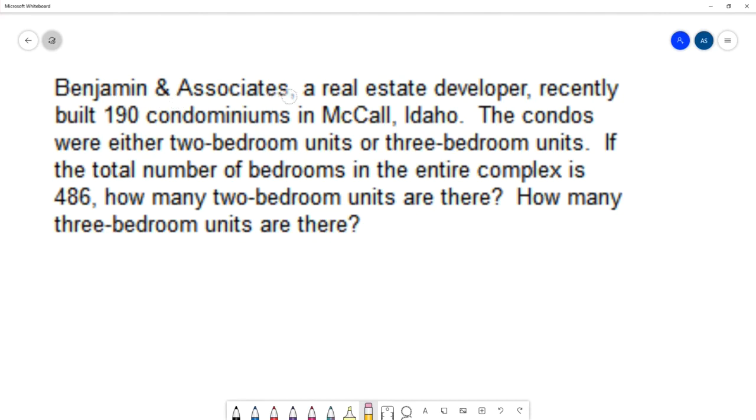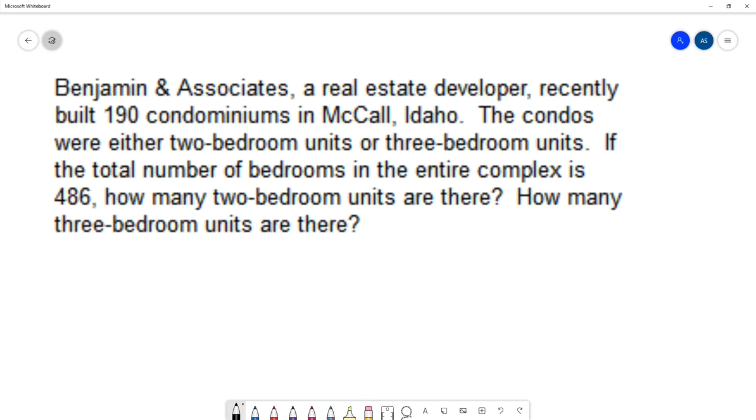Benjamin and Associates, a real estate developer, recently built 190 condominiums in McCall, Idaho. The condos were either 2-bedroom units or 3-bedroom units. If the total number of bedrooms in the entire complex is 486, how many 2-bedroom units are there and how many 3-bedroom units are there? So we want to know how many 2-bedroom units we have and how many 3-bedroom units we have.